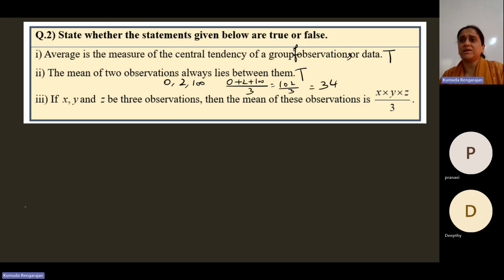So it's not exactly in the middle of any two things, right? That was your question, right? If it will always be the middle value, correct? Yeah, you can see here, it can be anything. See here, 0, 2, 100, the mean is 34. It can be any value, yes.